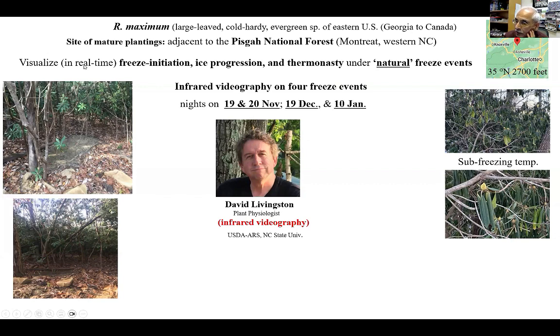We wanted to visualize, the goal was to visualize the freeze initiation in real time, ice progression once the ice has formed and how it moves inside the plant, and also the thermonasty under natural freeze events. There were 4 independent freezing events on these dates, as you can see here, in November, December, and January. That's when this experiment was conducted.